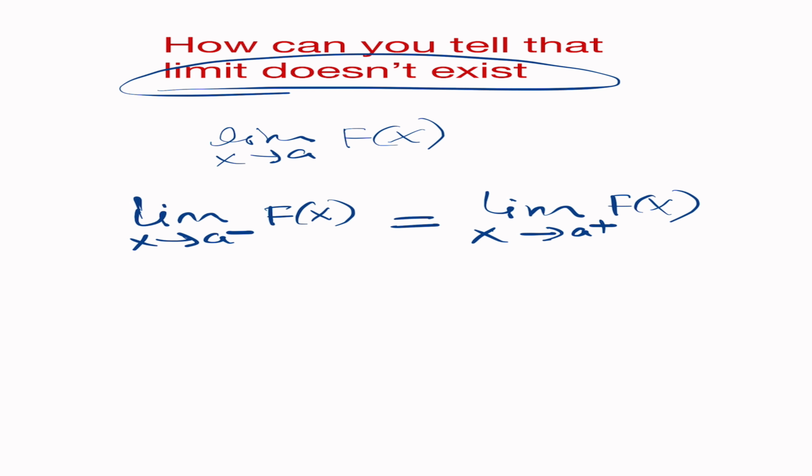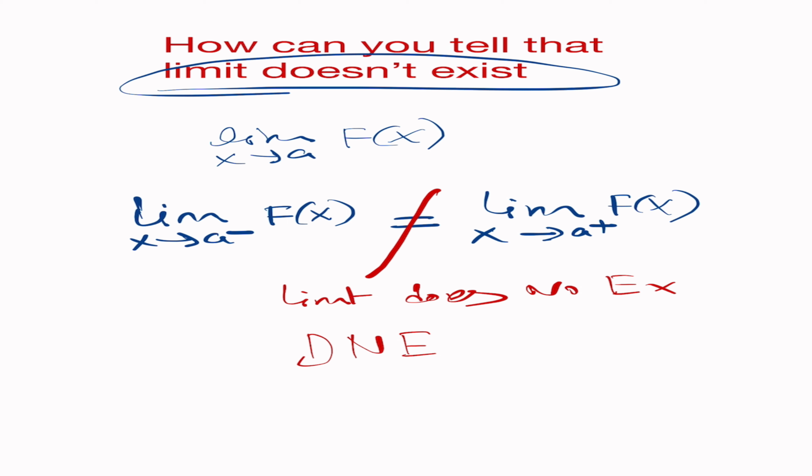If they have different values, that means limit does not exist. You can just write DNE, does not exist.